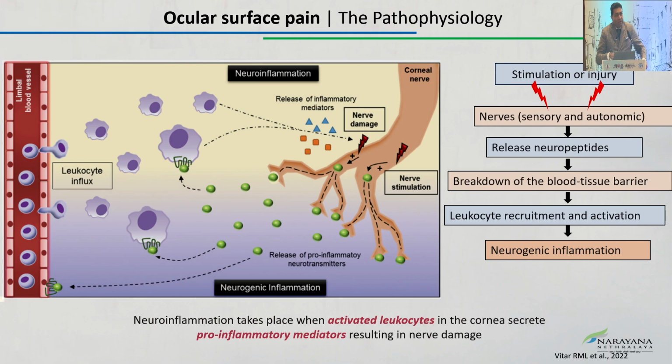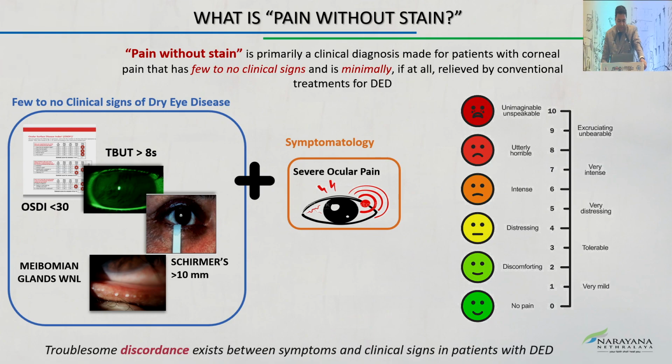So if you look at the basic pathophysiology of pain, it starts with injury, how the nerves respond to it, the release of neuropeptides, and what it does once it releases, how it works on your inflammatory mediators, and this is how it works. And anything which you work on balancing is something which can reduce your pain aspects.